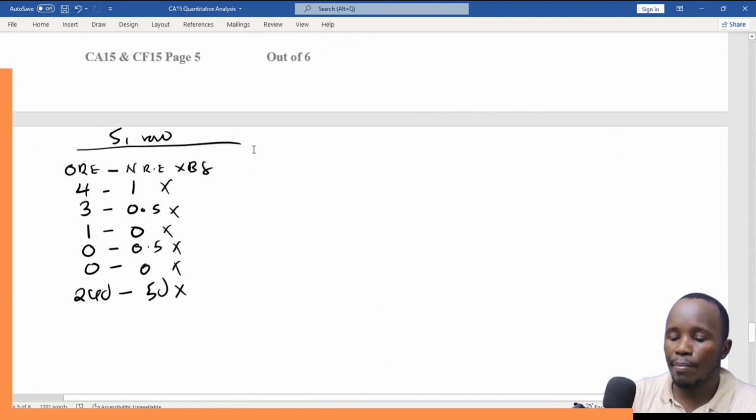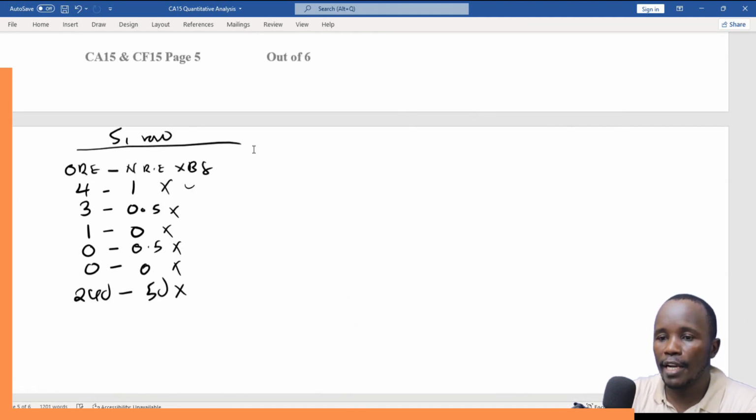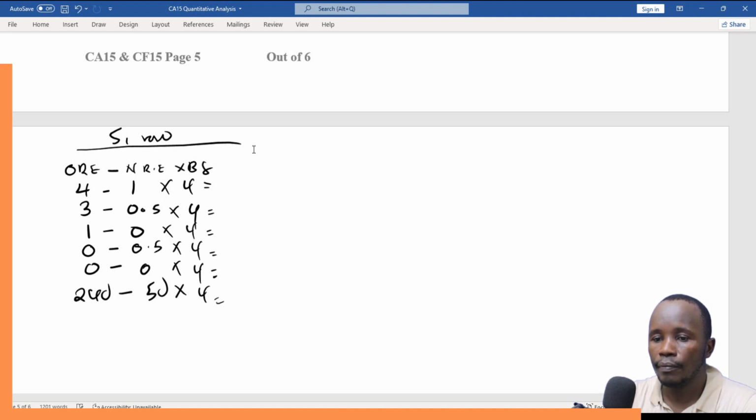This is our balancing figure, 4. So I multiply this one by 4. This one times 4. Our balancing figure is 4. What do we get here? We have 1 times 4. 4 minus 4 is 0. This is 2 is 1. 1 minus 0 is 1.